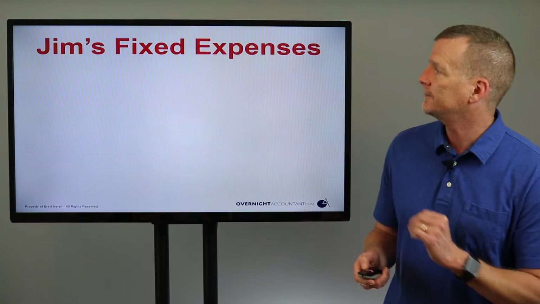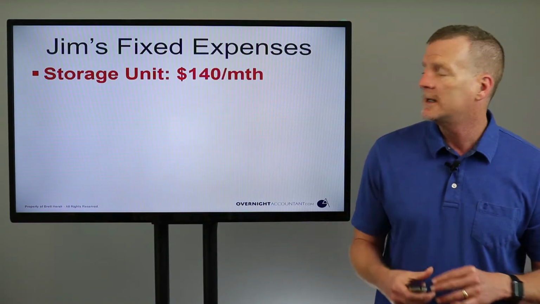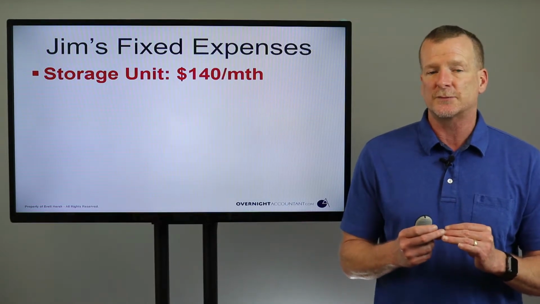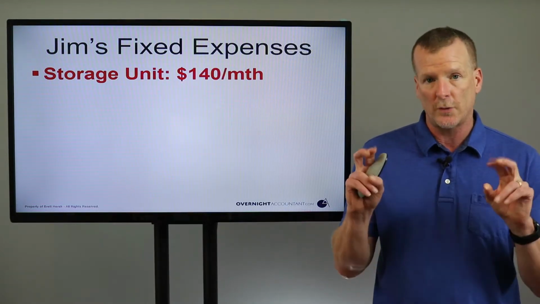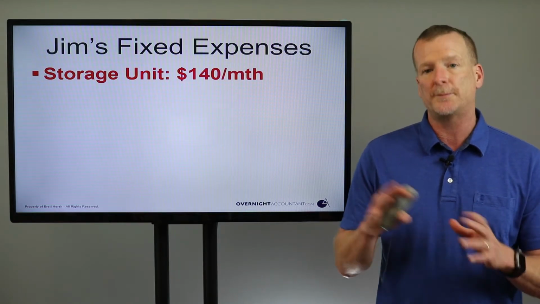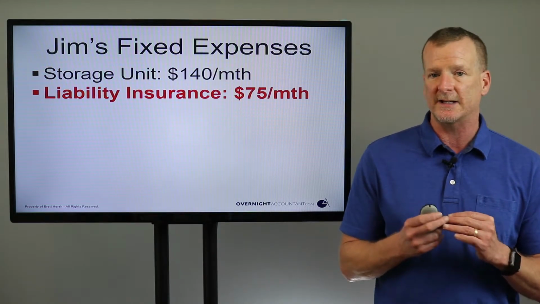So let's look at some of Jim's fixed expenses. He's got a storage unit, paying $140 a month for it. That's where he keeps his equipment. He kind of uses it as his quote-unquote office because he leaves home every day and gets his equipment from the storage unit. Then on the way home, he puts everything in there. So that's kind of where he starts his day, at his storage unit.